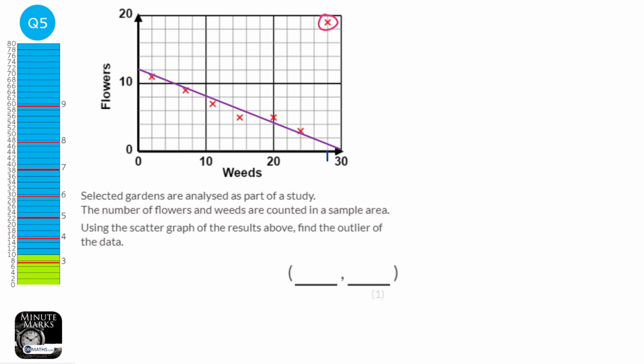So we know that these are going up in twos, so this will be 28, so the x coordinate will be 28, and this will be 19. So our coordinate will be 28, 19 for our outlier.